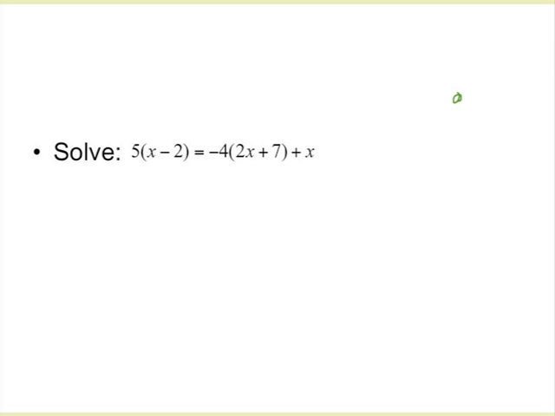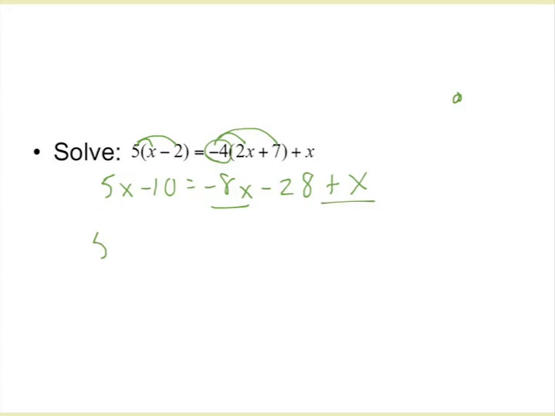Okay, so the first thing I'm going to do in this one, like the last problem, is distribute. So I get 5x minus 10 and passing out the negative 4 gives negative 8x minus 28, and then the plus x tags along. Combine x's together if they are on the same side to give negative 7x. Then I start moving stuff side to side.